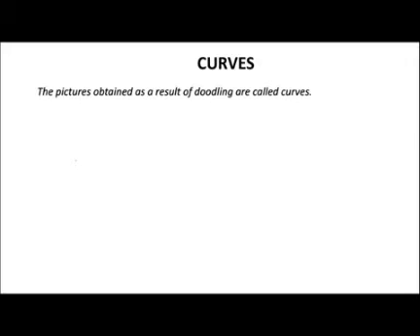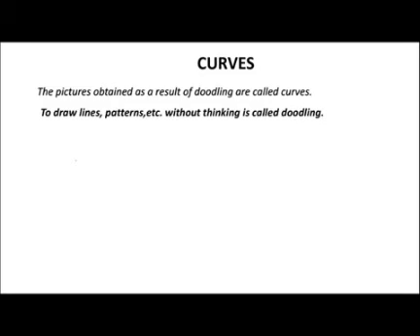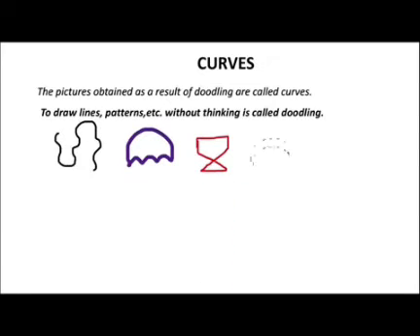So what is a curve? Anything that is not straight is called a curve, and mostly when you're doodling, you get patterns which are curves. They are not intentional, so you get random designs which are mostly curves. So to draw lines, patterns, etc. without thinking is called doodling. Now let us see what patterns we get when we do this. You can see on your screen, these designs are done without any thinking. It is just random designs, is it not? Some are simple, some are crossed. So such patterns are called curves.